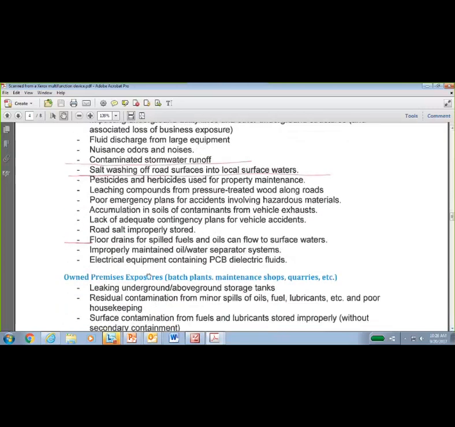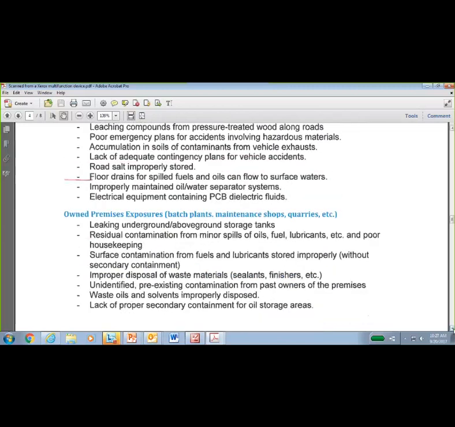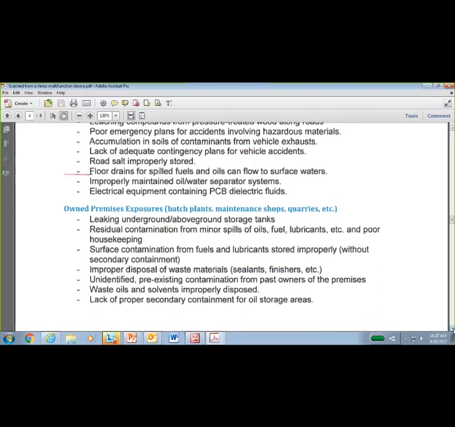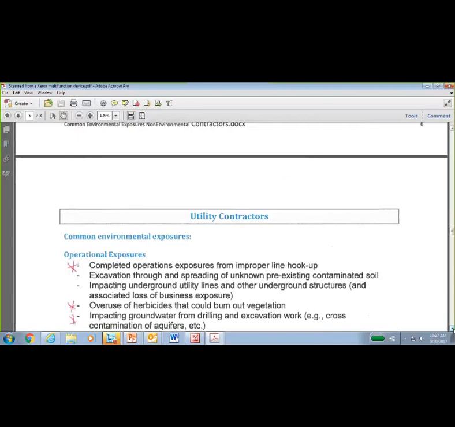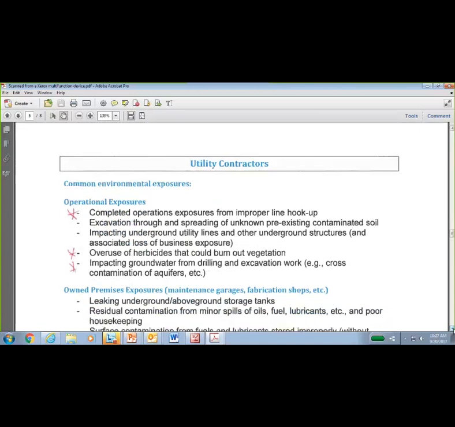Another thing is floor drains for spilled fuels and oils can flow onto surface waters. Any shop or anything with large equipment can have that happen. Electrical equipment containing PCBs, if you transport them around and they flip over out of the truck, that's a pollution incident. So I wanted to run through some of these just to give you some examples of what can happen and the contractors just don't think about.